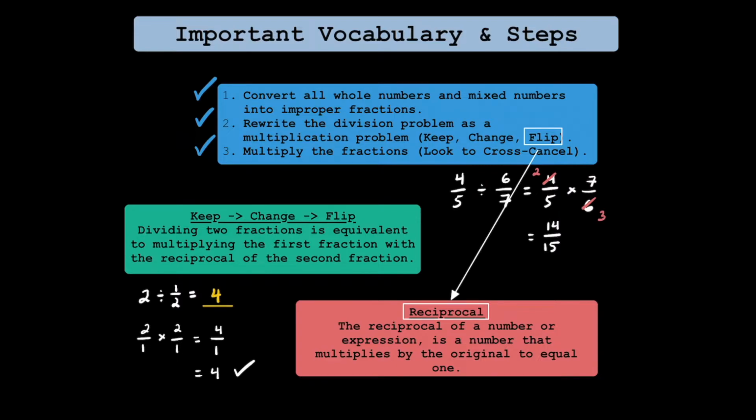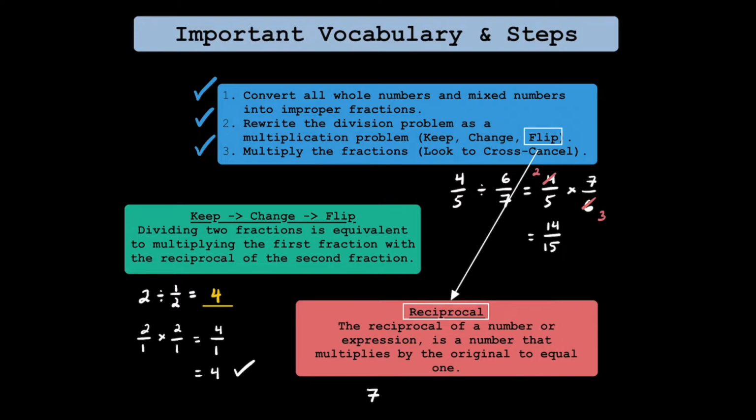Please keep in mind that I'll be using the word flip and reciprocate or reciprocal interchangeably. When I say flip, I'm really saying to write the reciprocal. The reciprocal of a number or expression is a number that multiplies by the original to equal 1. For example, the reciprocal for 1/6 is just going to be 6 wholes. We know that 1/6 and 6 are reciprocals because if you multiply 1/6 by 6 wholes, you get 1.